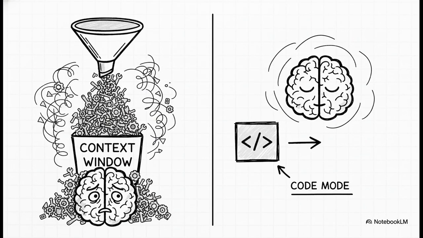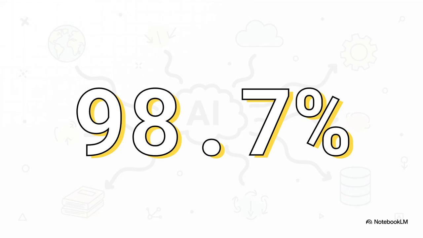But okay, there's a catch. When you connect your AI to thousands of tools, you run into a new problem. The AI's working memory, its context window, gets totally clogged up with descriptions of all those tools. So Anthropic came up with a really clever solution they call code mode. And get this number. By switching to this code mode, where the AI only loads the tools it needs on demand, it reduces the token usage by a staggering 98.7%.